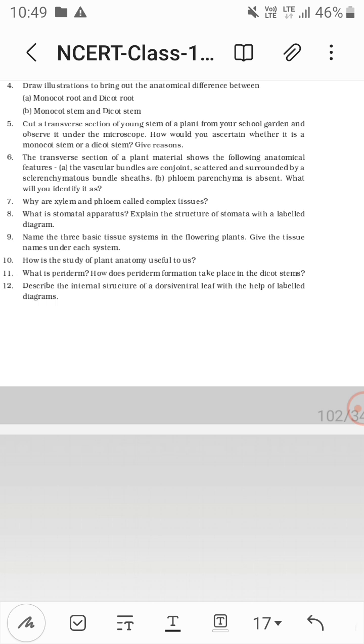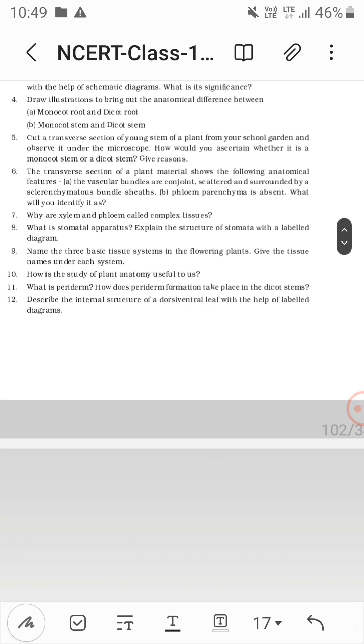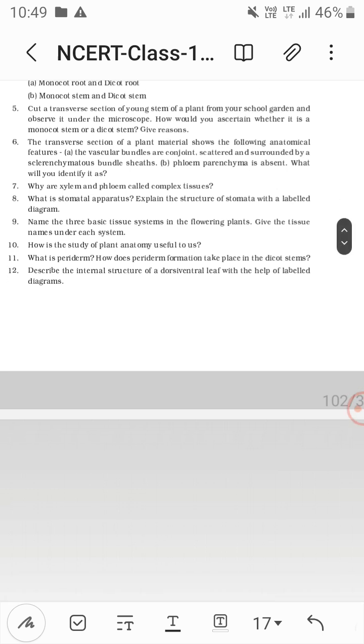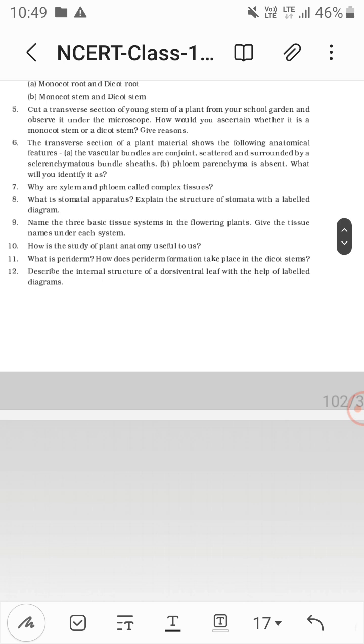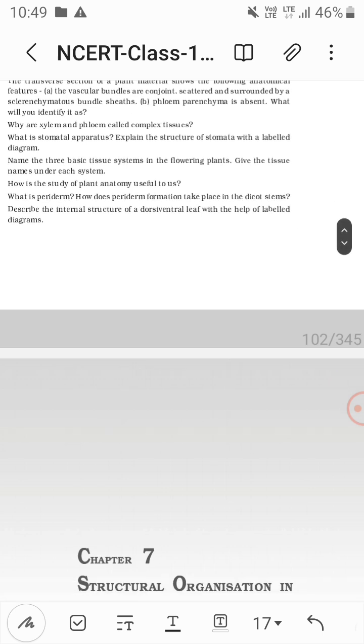What is periderm? It is an outer layer of bark. How does periderm formation take place in dicot stem? Made of phellogen, phellem and phelloderm. Phellem, phellogen and phelloderm form the periderm. It is an outer layer of bark.